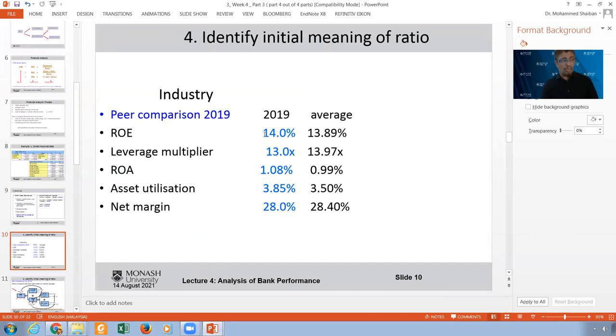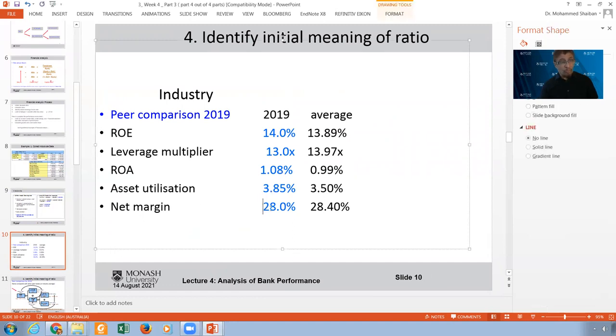And we see, look, actually in 2019, we are doing well comparing to the industry in terms of everything, which is this bank probably has maybe something wrong because they are doing well in the ROE. The leverage multiplier is even less. We have less capital, less expenses, and ROA is also higher, and asset utilization is even much higher. But when you come to the net margin, they are higher than us, which means there is something there.